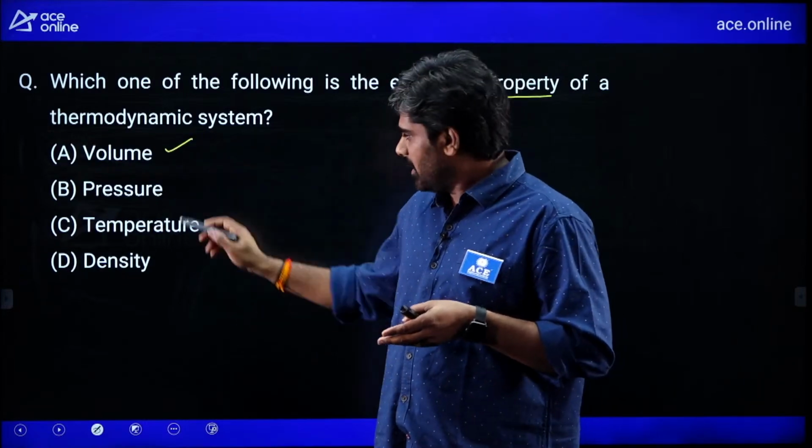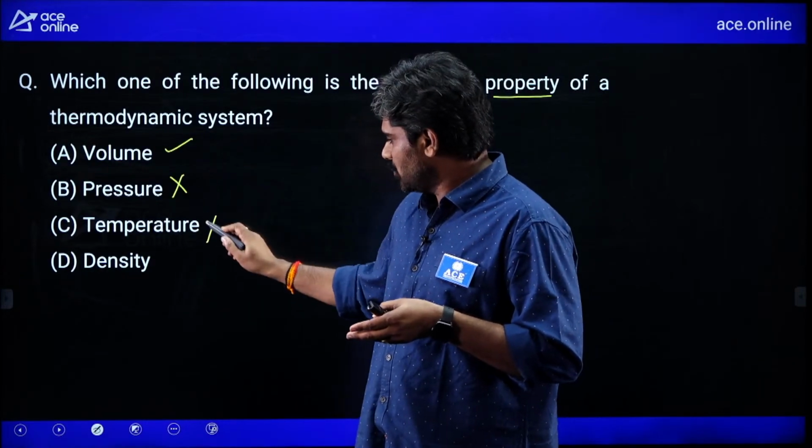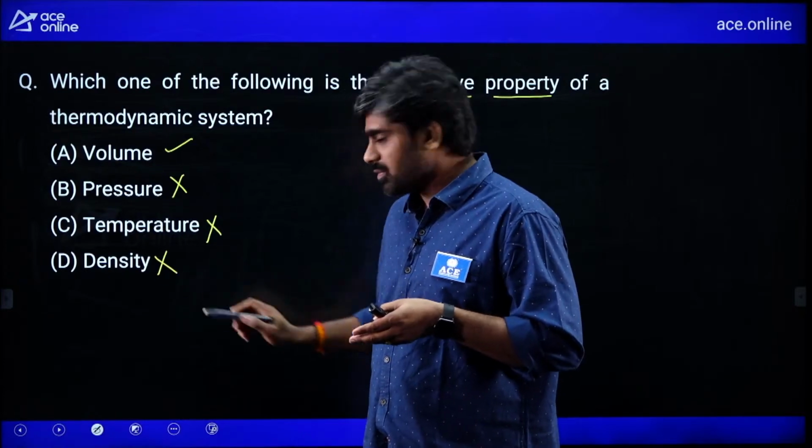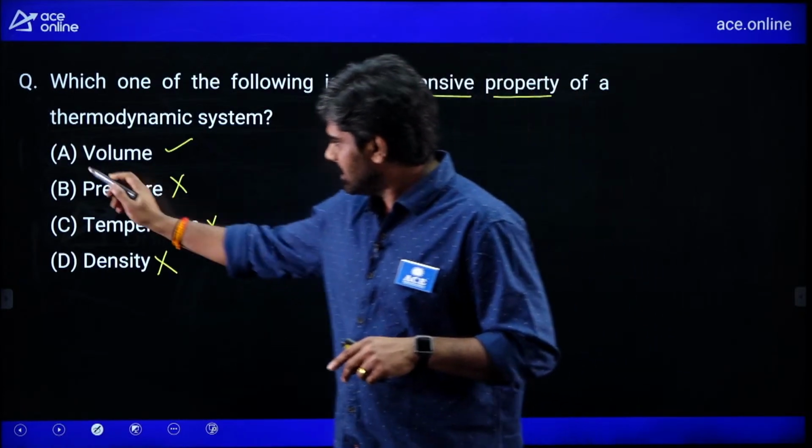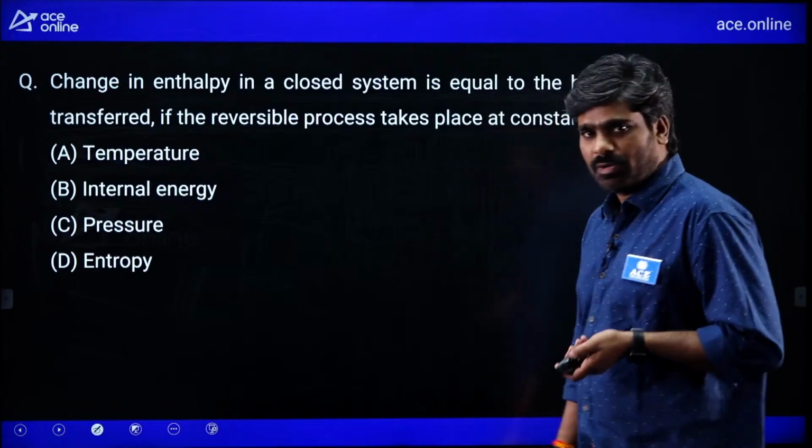Pressure is an intensive property, so that option is wrong. Temperature is also an intensive property, that is also wrong. Density is also an intensive property, therefore the answer is option A. Let us go to the next problem.